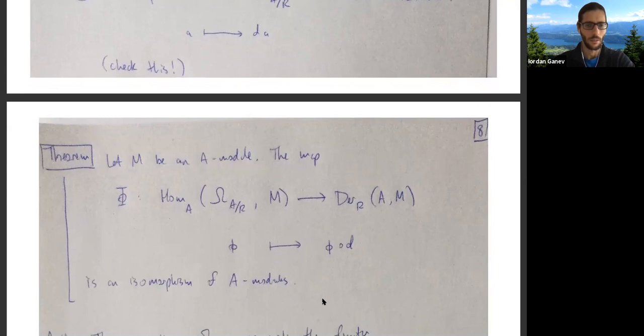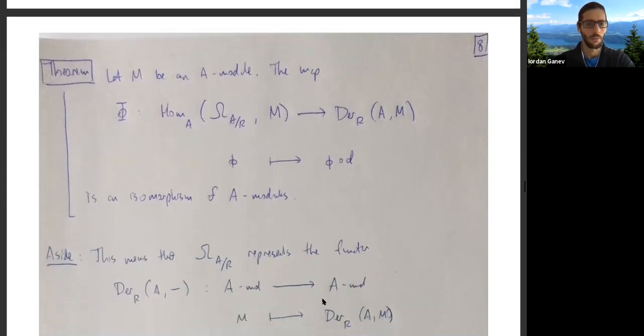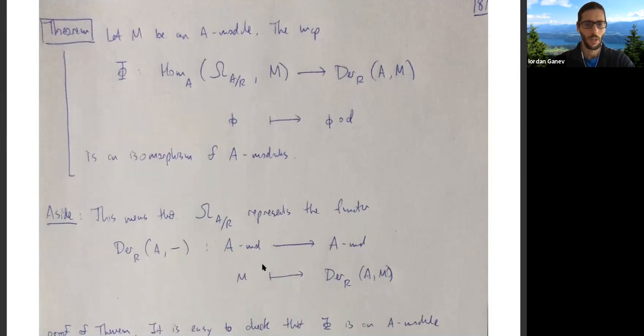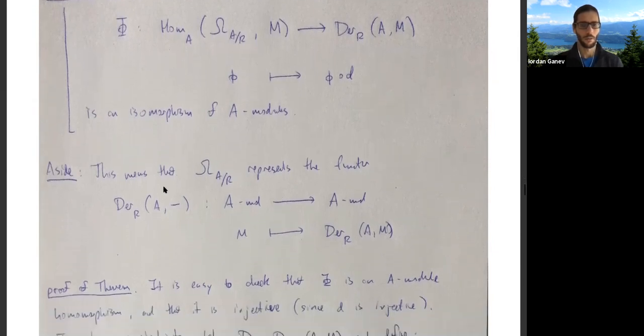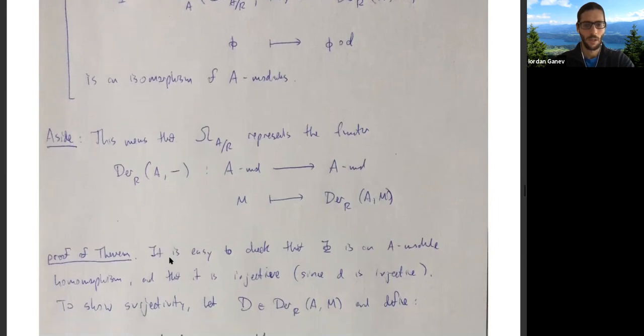Okay, so why is this an isomorphism of A-modules? Before we show the proof of the theorem, just to point out, we can think of this a bit more categorically. We have this functor that maps an A-module to its derivations. And this theorem shows that this functor is representable, and the representing object is the module of Kähler differentials. So that's what's happening here. If this sort of jargon doesn't make sense to you, then ignore it. It's not important for this class.